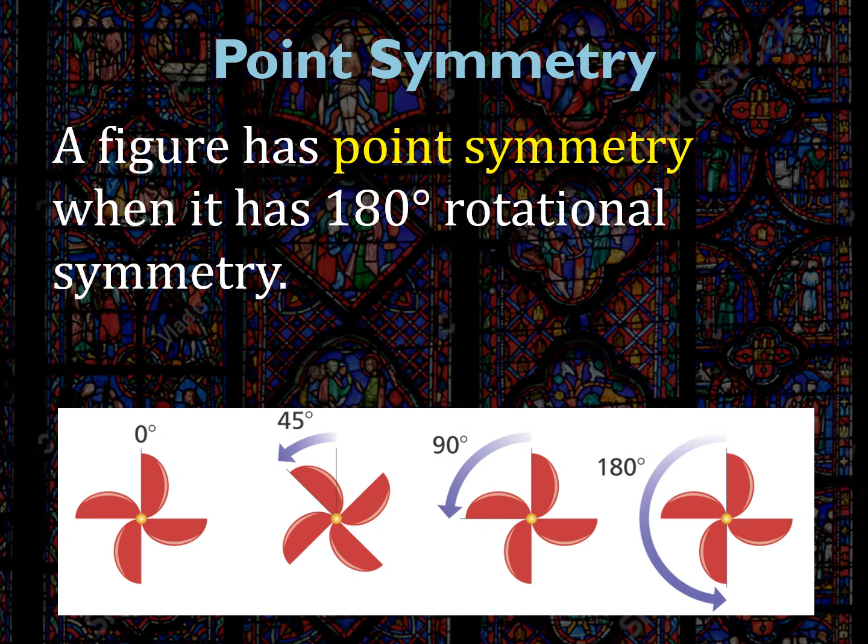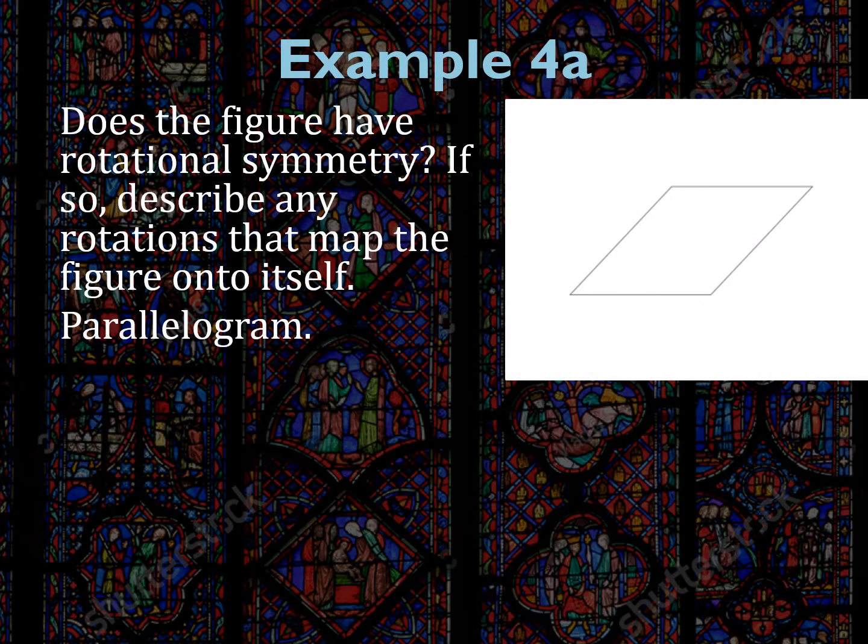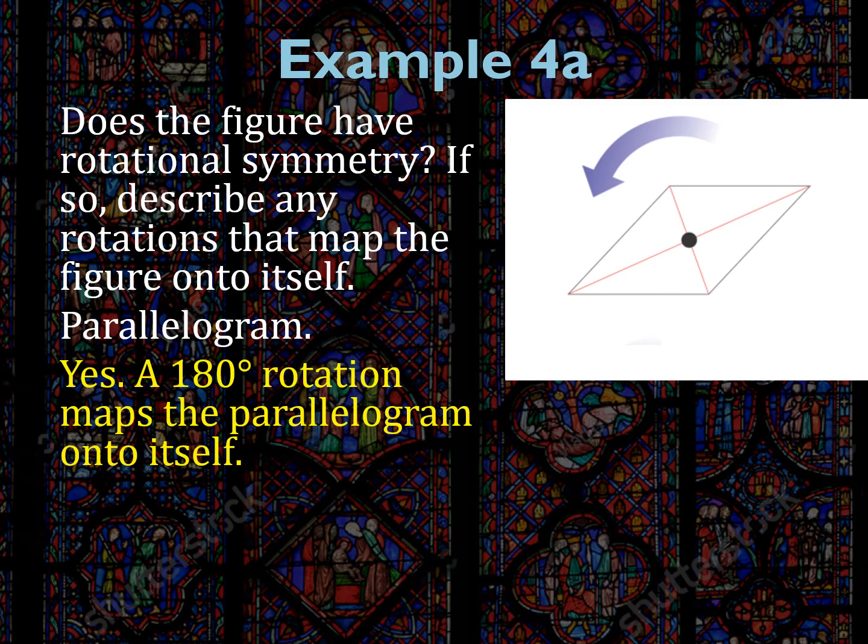A point symmetry is when a figure has 180-degree rotational symmetry. In other words, you spin it halfway around, and if it overlaps the original shape perfectly, like here, at 0 and 180, then you have point symmetry. So 4a, does this figure have rotational symmetry? We have a parallelogram. So if you were to rotate it counterclockwise, notice that you only have 180-degree rotational symmetry. You basically have to spin it halfway around, and then it ends up being back in the same orientation as it does when it starts. If you spin it 90 degrees, it won't make it.